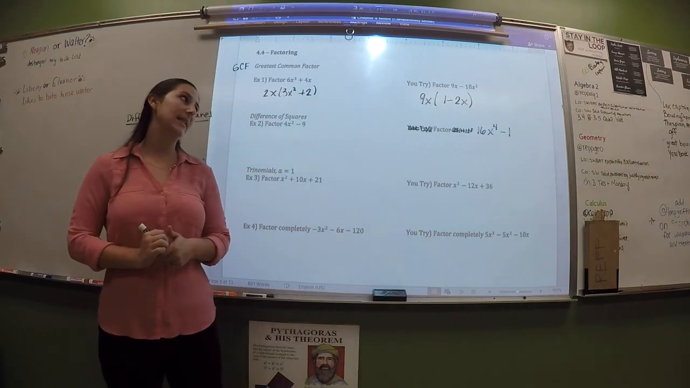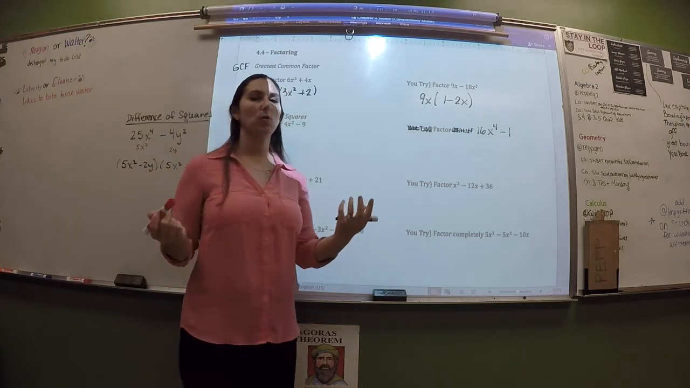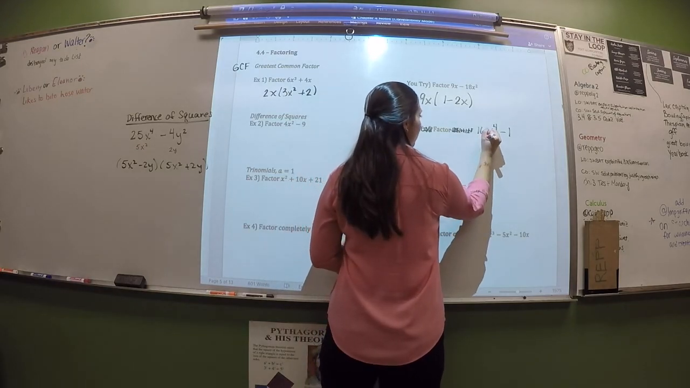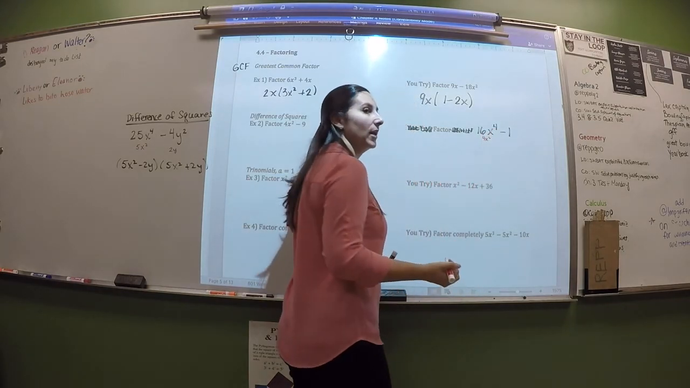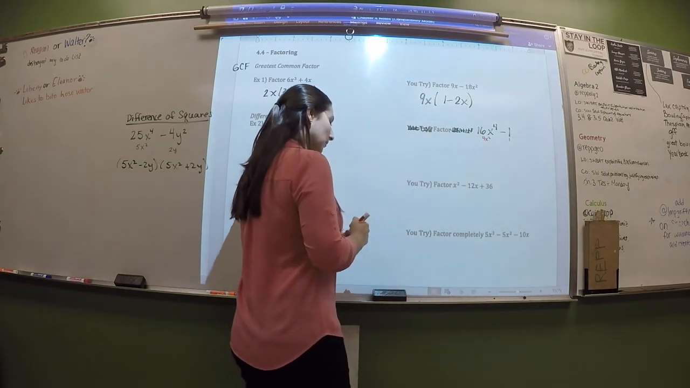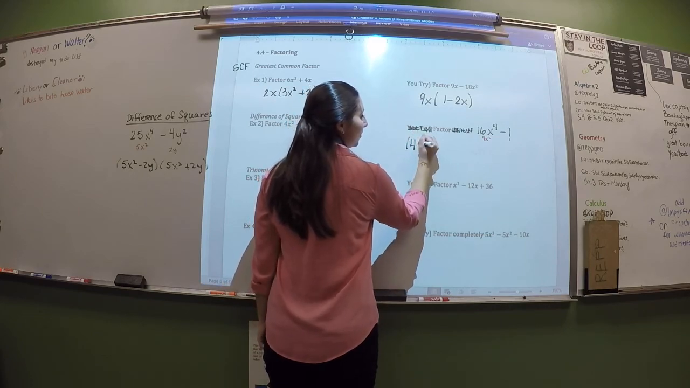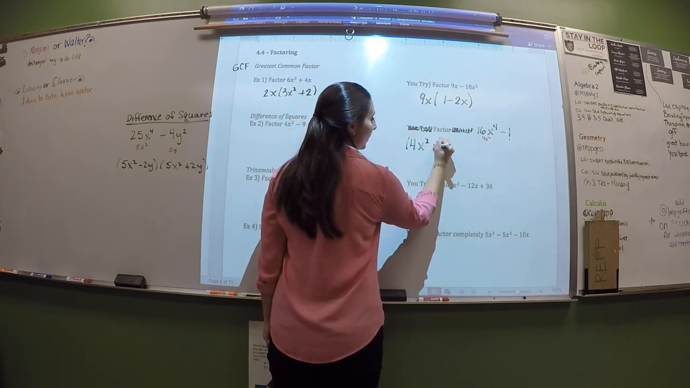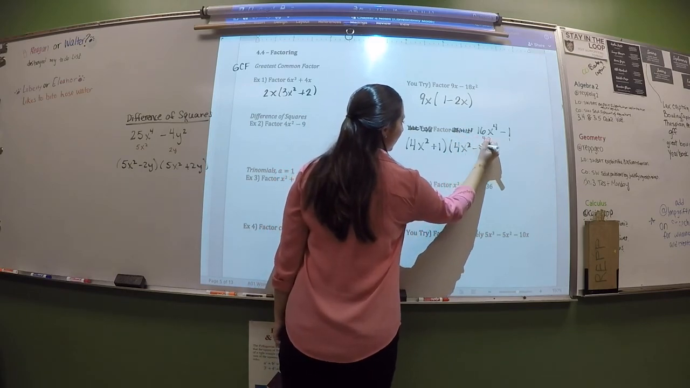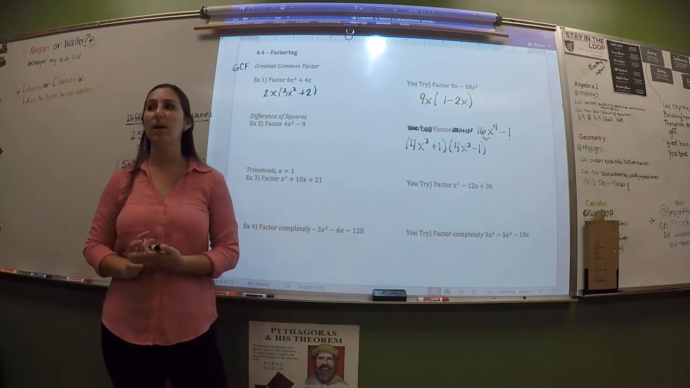Try these. 16x to the 4th minus 1. So you've got 16, we can square root that. We have x to the 4th, we can square root that too. So this would be 4x squared when square rooted, and then 1 can always be square rooted to 1. So if you were to factor 16x to the 4th minus 1, you would have one sum of 4x squared and 1, and then one difference of 4x squared and 1. So 4x squared plus 1, 4x squared minus 1.